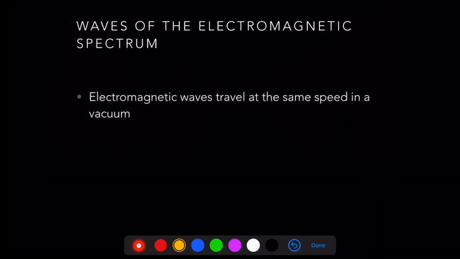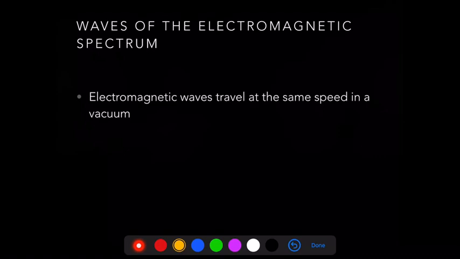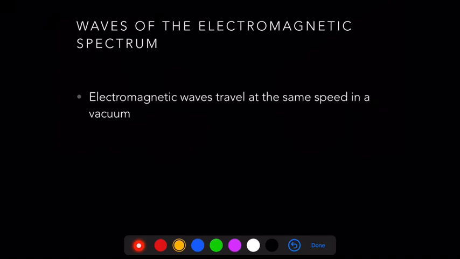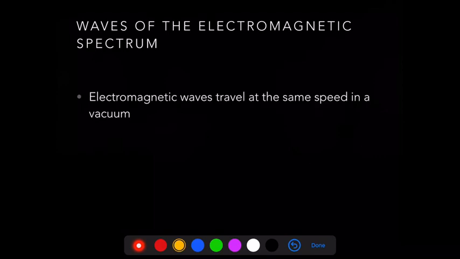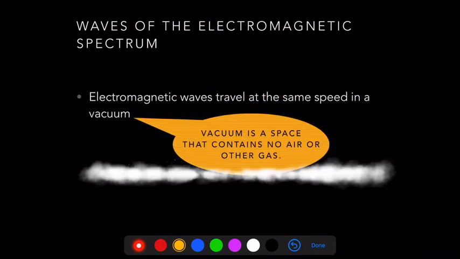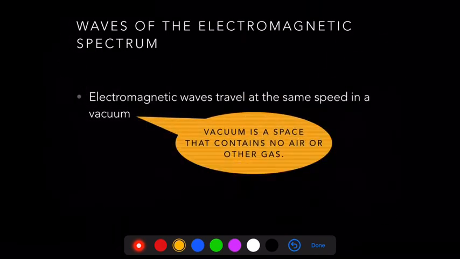Have you heard about the electromagnetic spectrum? Well, electromagnetic waves travel at the same speed in a vacuum, differently than the other types of waves that we saw before, for example, sound. Those will refract and change their speed. This one in a vacuum will travel at the same speed. Let's just understand that a vacuum is a space that contains no air or other gas, for example, outer space.